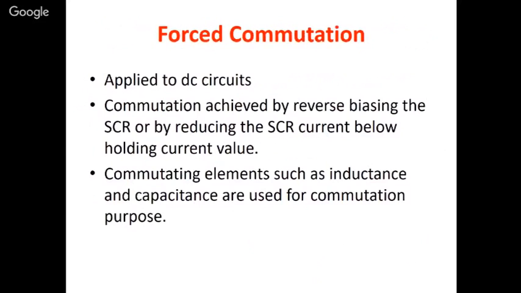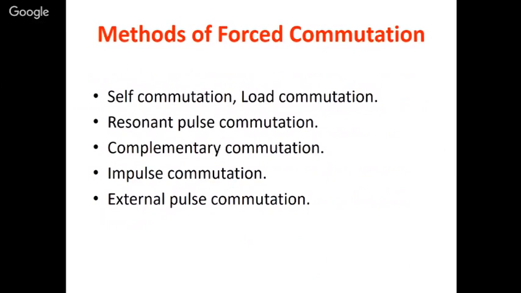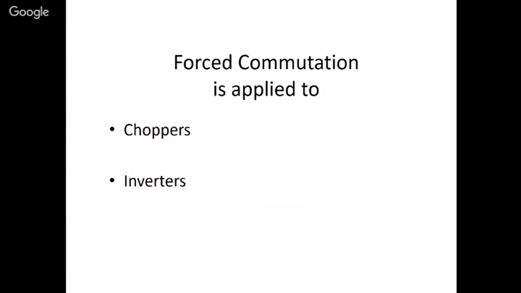That is, force commutation is done by using some inductor or capacitor: you charge it and give a reverse voltage across the thyristor, and automatically it will get turned off. So self-commutated, load commutated, resonance pulse, complementary commutation, impulse, external pulse, these are the different methods. Mainly force commutation is used in circuits where DC is the input, like choppers and inverters.